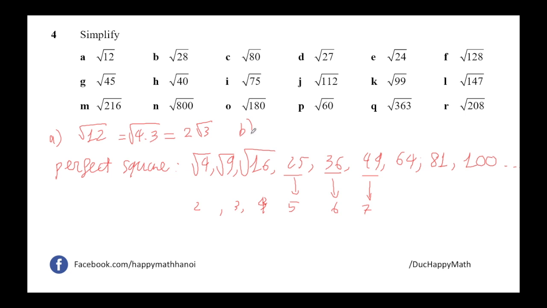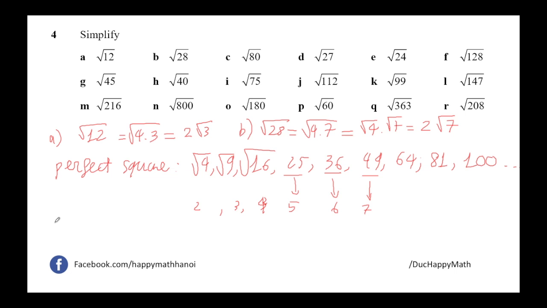The same thing with question B, 28. It means I choose the perfect square 4, 4 times 7. So it is equal to the square root of 4 times the square root of 7, and that is 2 times the square root of 7.